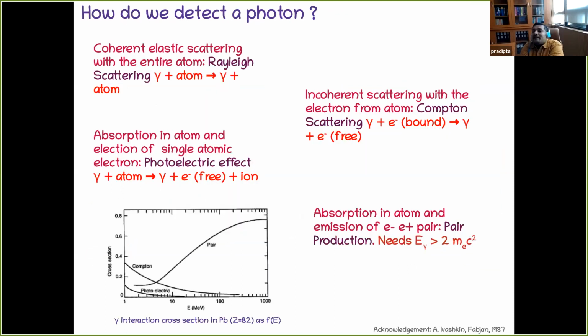So how can we detect a photon? The way we can detect a photon depends on how it interacts with matter. There are 4 possibilities. One is coherent, elastic scattering, that is Rayleigh scattering. But to be very honest, at LHC energies, the chances are minimal. As you can see in this plot, I haven't plotted the Rayleigh scattering, but it is there, though it is very minimal.